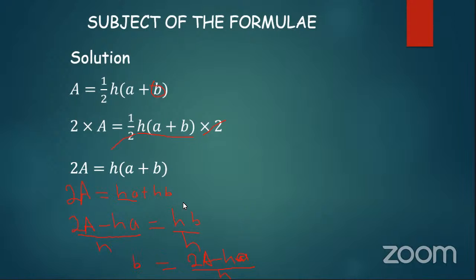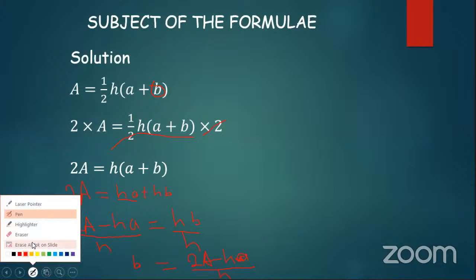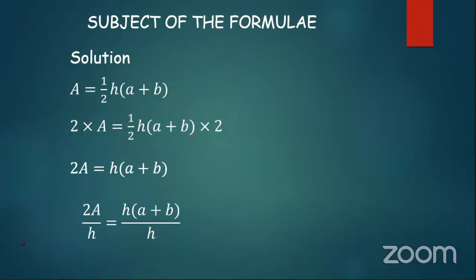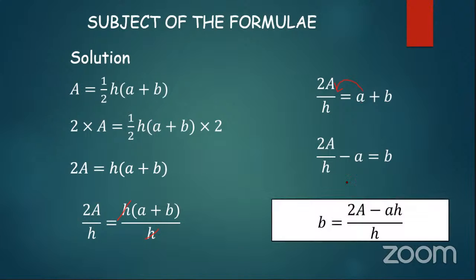However, I had taken an alternative way. So this is one of the ways. I first divided by H on both sides, which makes this H and this one disappear. Then that takes me to 2A over H is equal to small a plus B. Then after I take the A, this A crosses to this side, it becomes minus A, is equal to B.